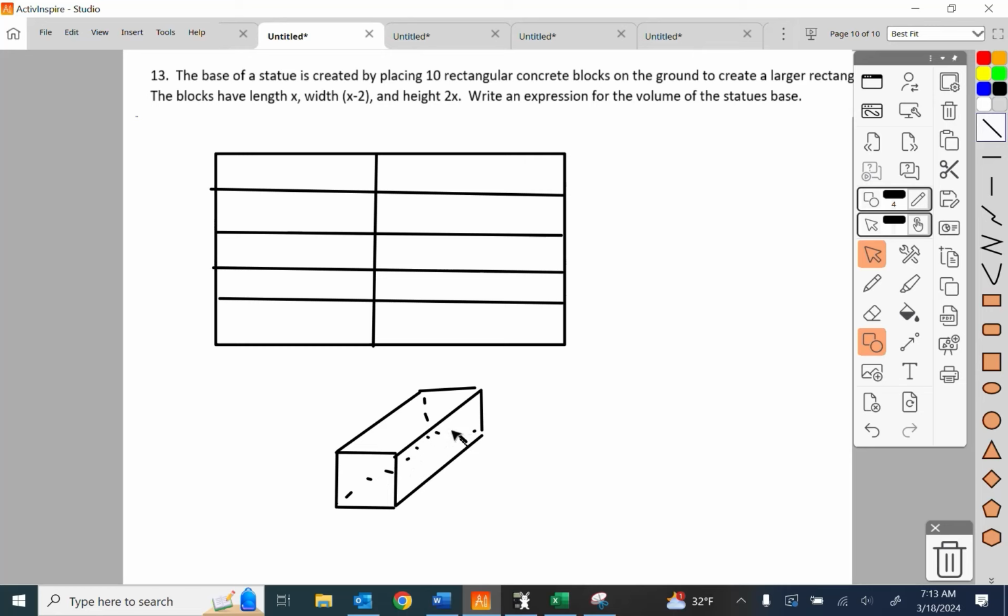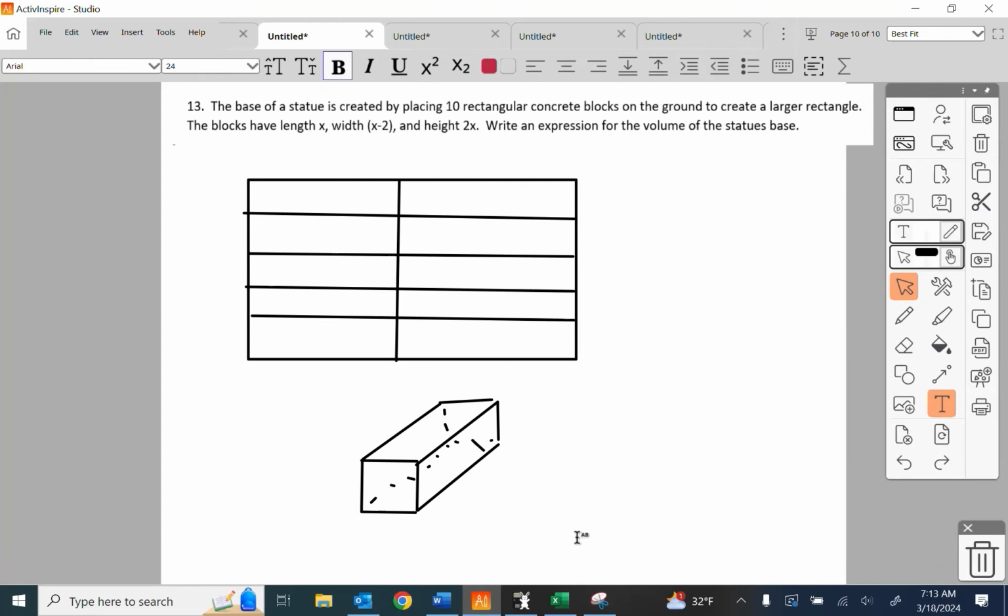Oh, missed my dashes on that one. But anyways, the cinder blocks have length x. Oddly enough, the height is 2x. It's weird. And width x minus 2. Evidently, I just made some stuff up and didn't think about what it looked like when it was drawn. But whatever. Write an expression for the volume of the statue's base.